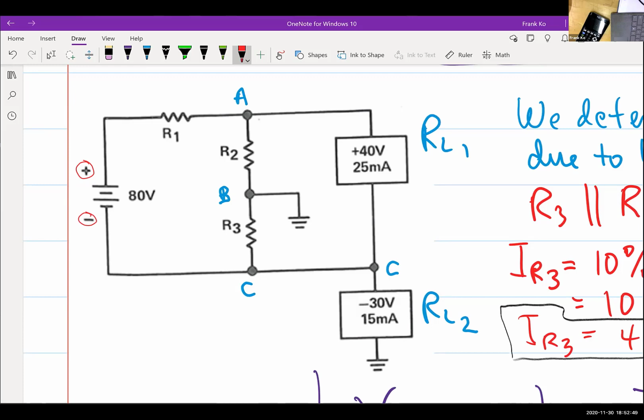The left side of R1. Looks like R1 is positive. And it's positive because it is attached to the positive side of the voltage source. Is that correct? Everybody see that that side should be positive? Yes. Okay. Which means the other side of R1 is negative, yes? Yes. Good deal.